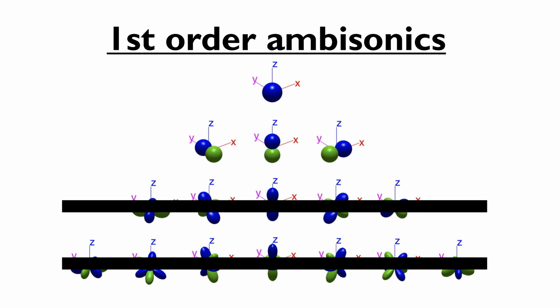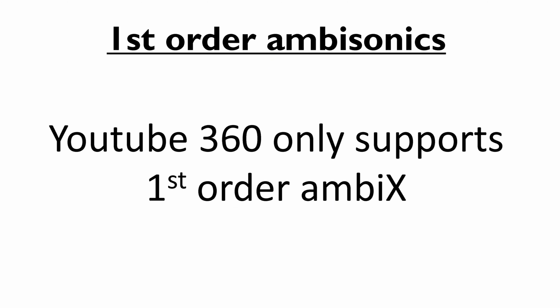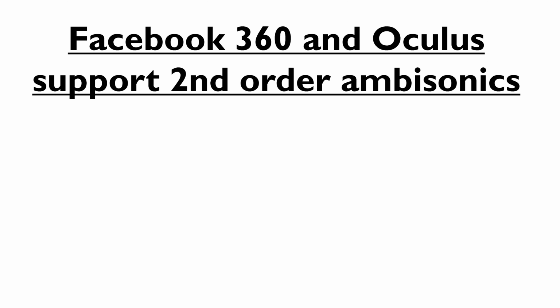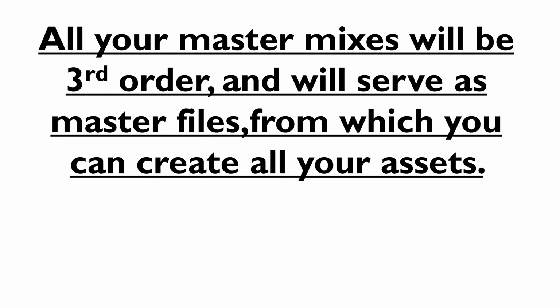Certain players, like YouTube for example, can only play the 4-track first order Ambix format, but we will make our master mixes at third order to ensure we are future-proof and can make any file we might need from that third order master. A bit like making a ProRes master video file, which you would rarely play or distribute, but you can make your delivery MP4 files, for instance, from that master file.